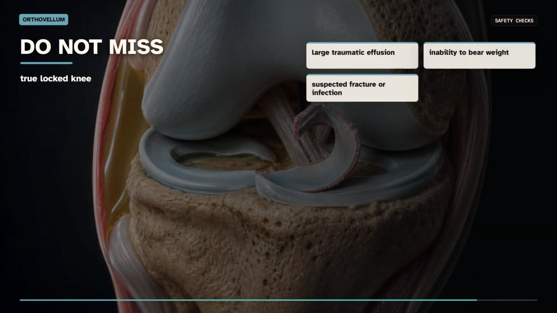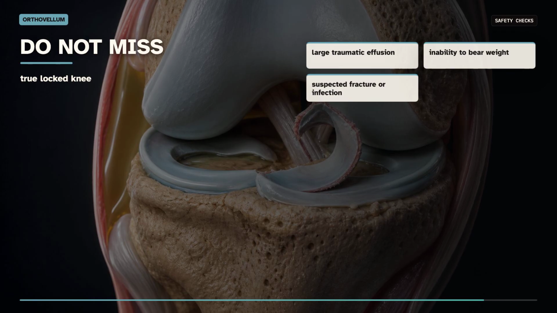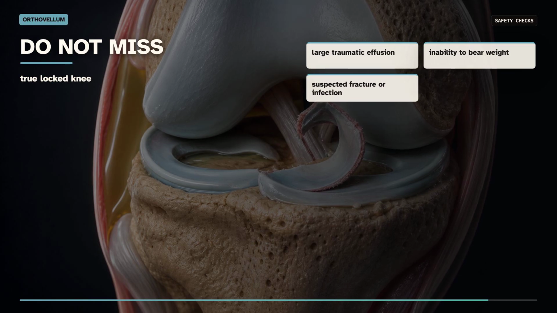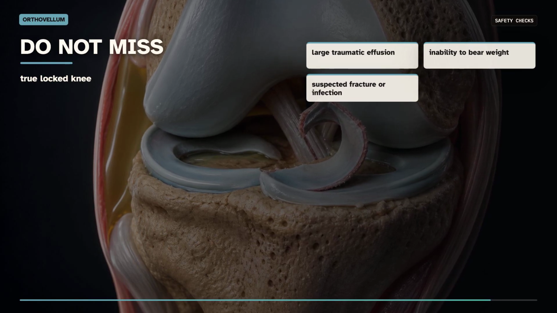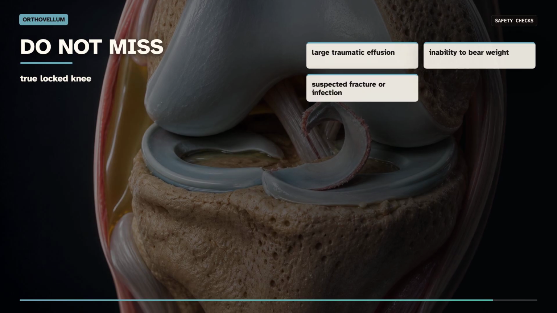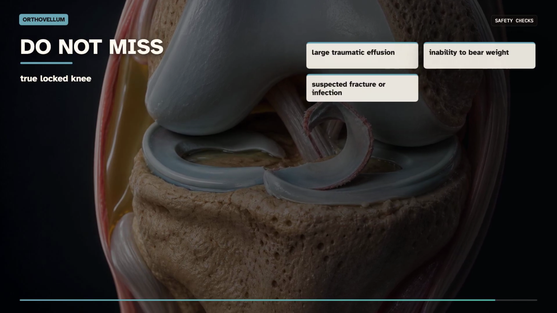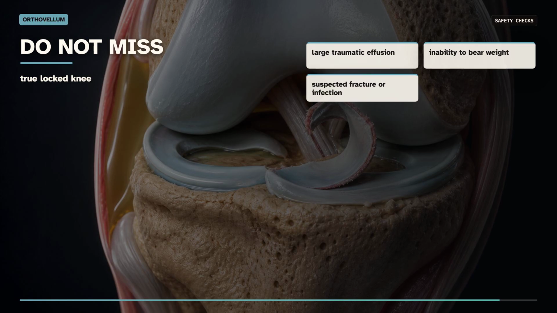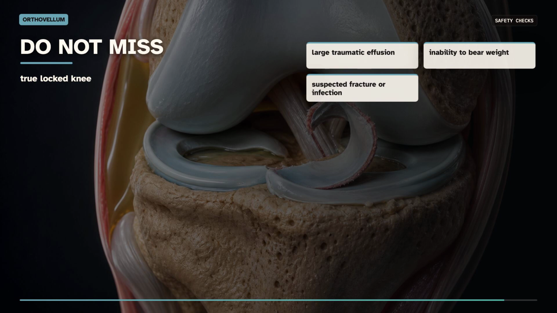Red flags and urgent features include true locked knee, large traumatic effusion, inability to bear weight, and suspected fracture or infection. Red flags do not mean panic. They mean the pathway changes: earlier assessment, different imaging, or urgent specialist review. For patients, this is the safety net. For residents, this is how you avoid anchoring on a common diagnosis while missing the dangerous one.